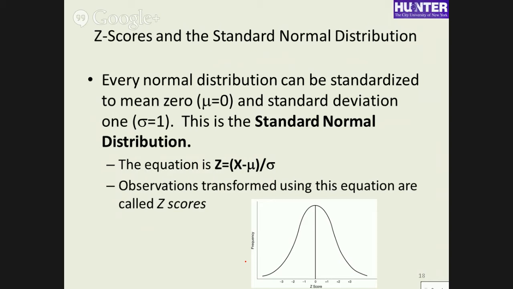This has a number of names. It gets called z-scoring. Sometimes it is called studentization. Sometimes it is called standardization, but it's a process of converting anything that is normally distributed into the standard normal distribution.